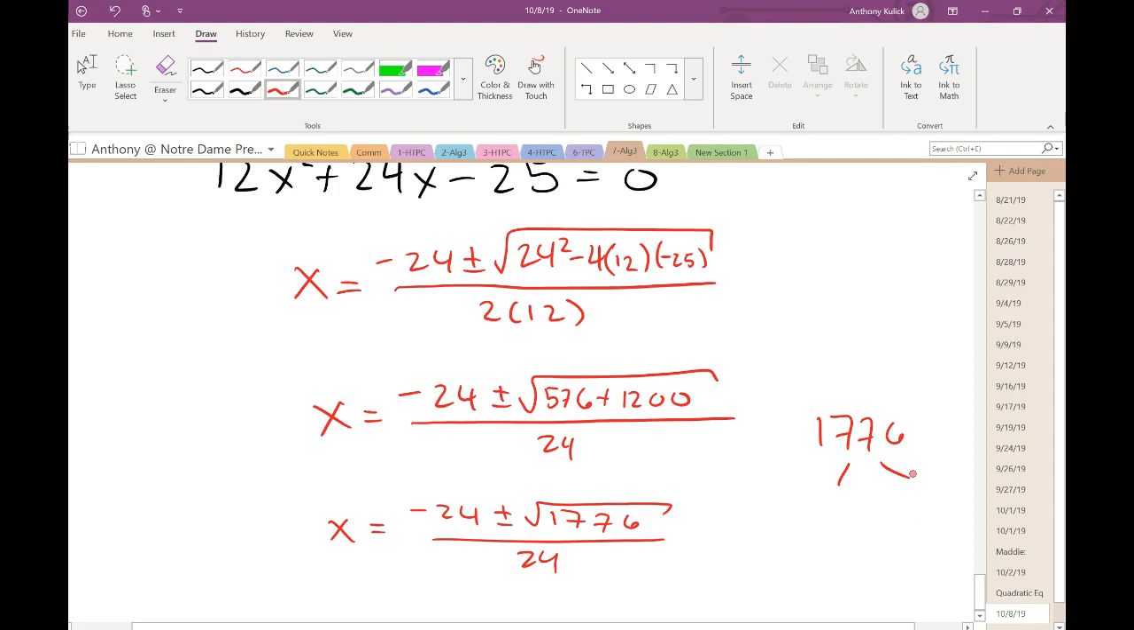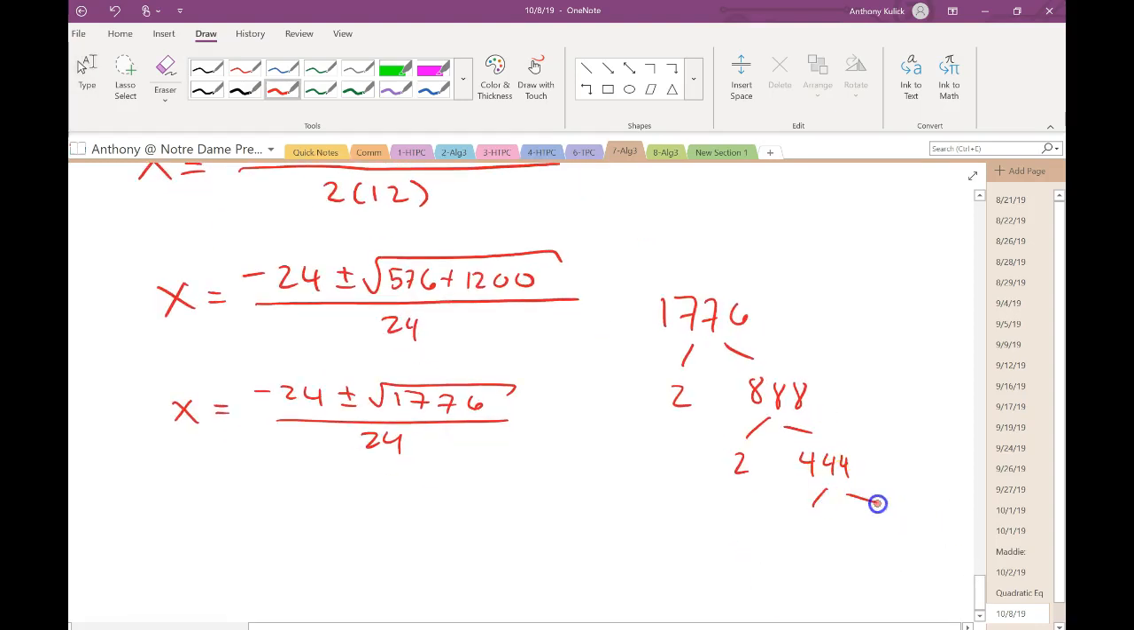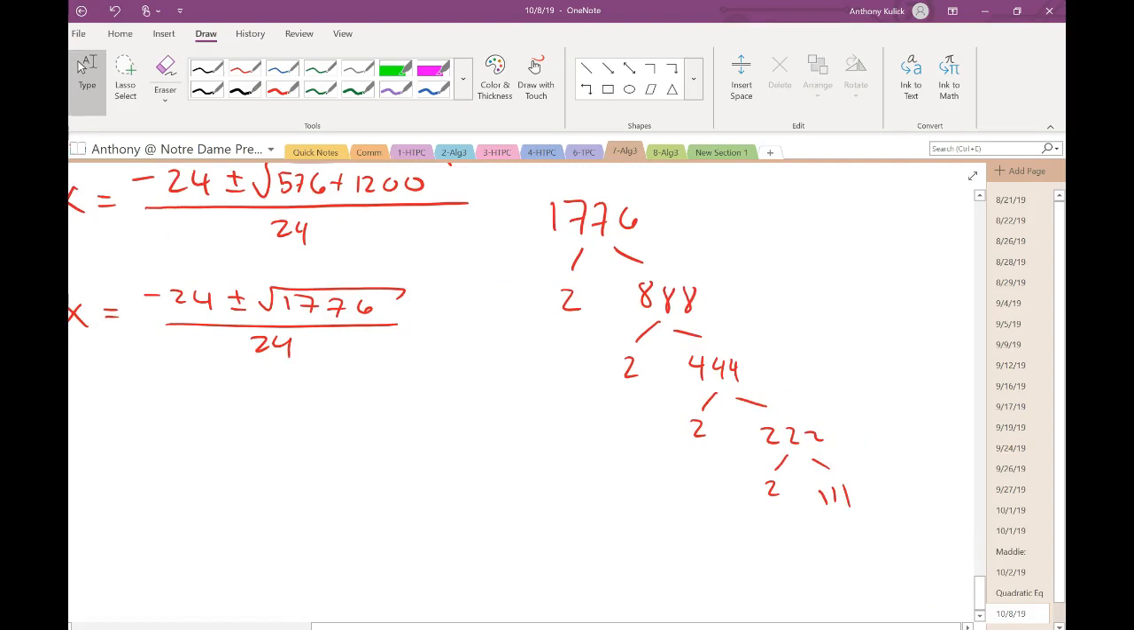So I know that 1,776 is even. So I know I can take a 2 out. And 888 is even, so I can take a 2 out. 444 is even, so I can take a 2 out. 222 is even, so I can take a 2 out. 111 is divisible by 3.